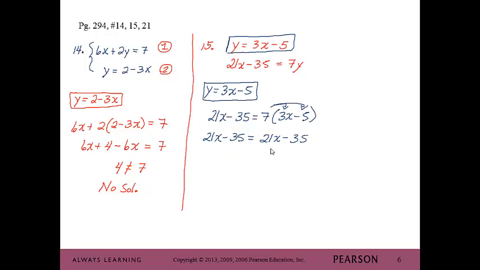So let's get our x's together. So how do you get 21x over to the other side? Subtract 21x on both sides. And these cancel, and these cancel. Now you're left with negative 35 equals negative 35, which is true. Therefore, what can you say about the solution to this system? You'll say that there are infinitely many solutions. So if we were to graph each one of these lines, they would lay right on top of each other.